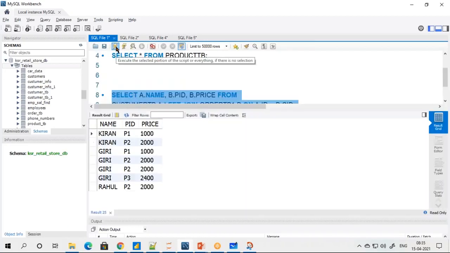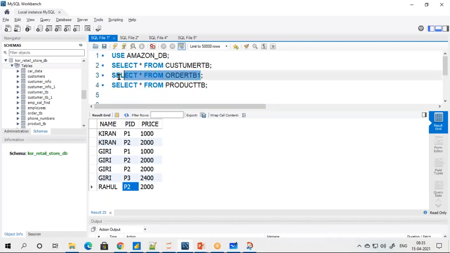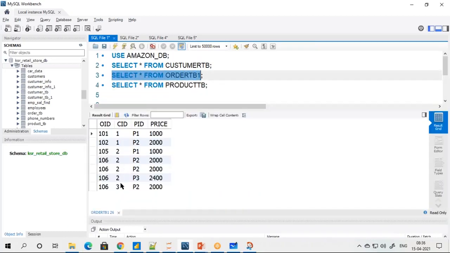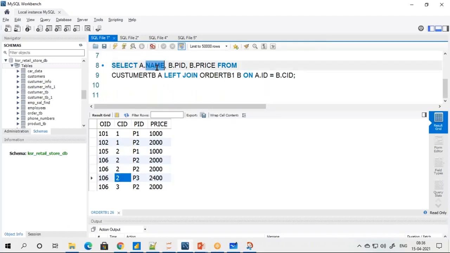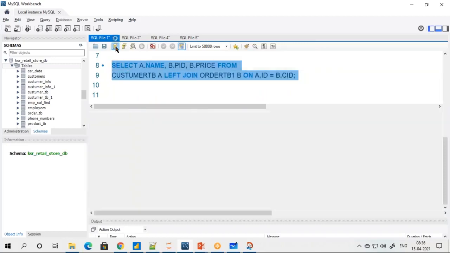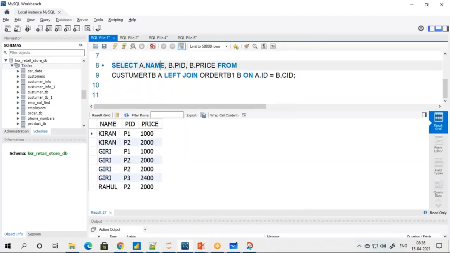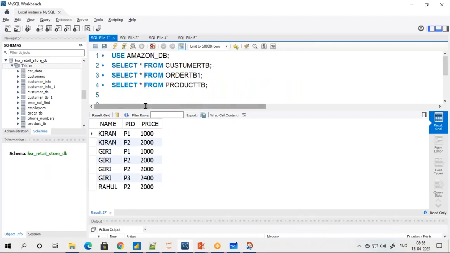Okay, now I got to know that Kiran has purchased product 1, Kiran has purchased product 2, Giri has purchased product 1, Giri has purchased product 2, Giri has purchased 4 products, and Rahul has purchased product 2. Initially, when I run this order table, I was not knowing which customer has purchased what, whether this is Giri or this is Rahul or this is Kiran. But when I do a left join, I'm able to get the name information. That's how I've written a logic, like I've written selected columns. This name is coming from customer table.